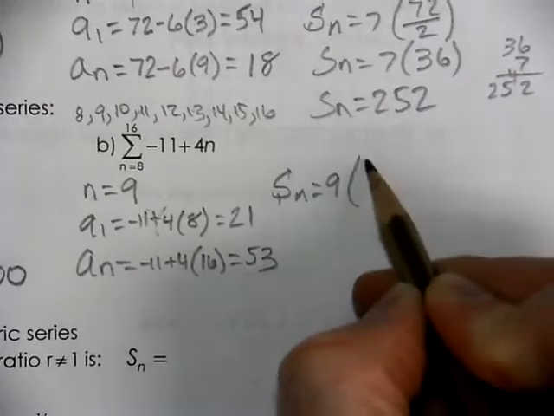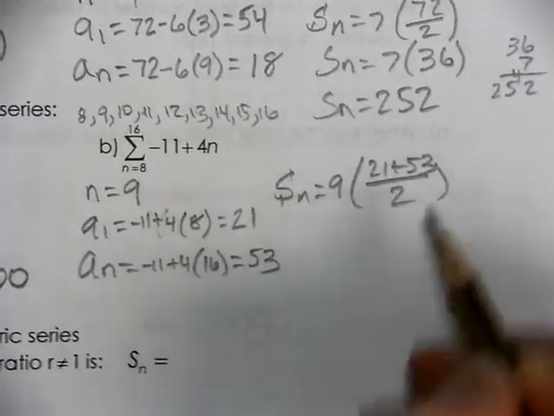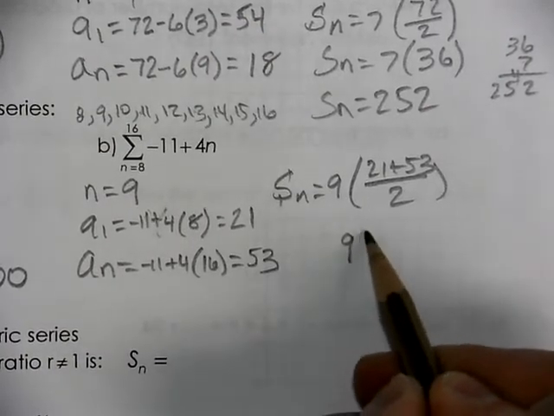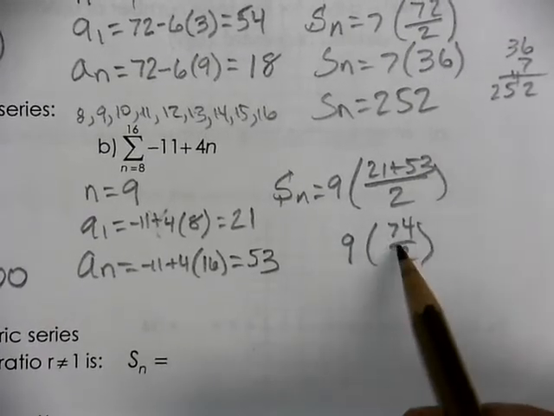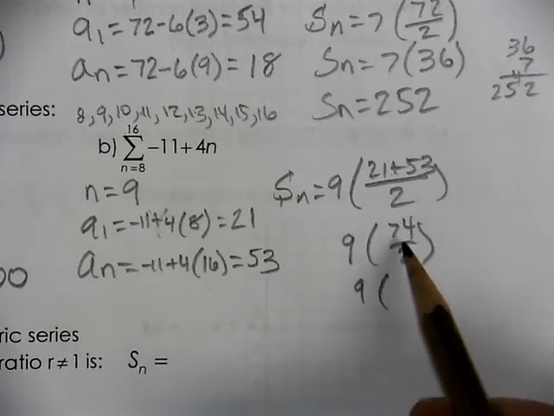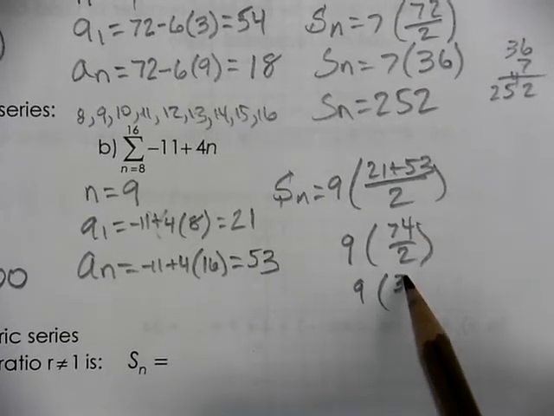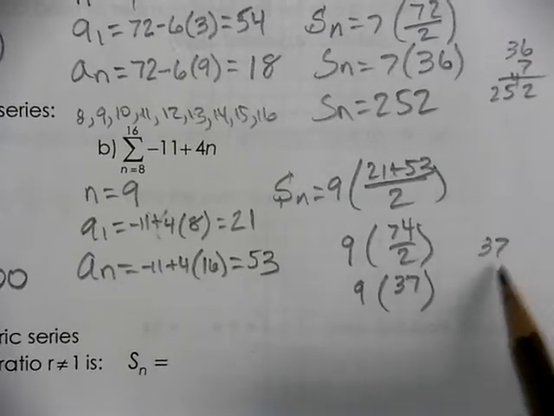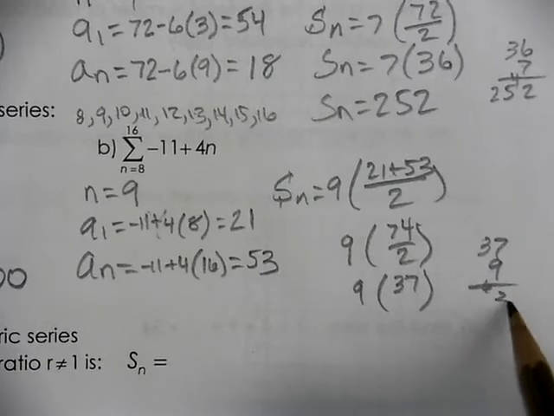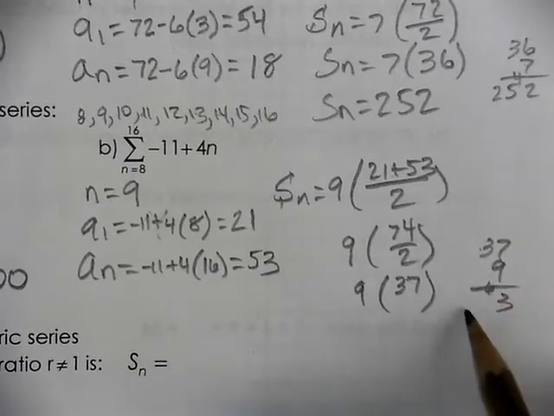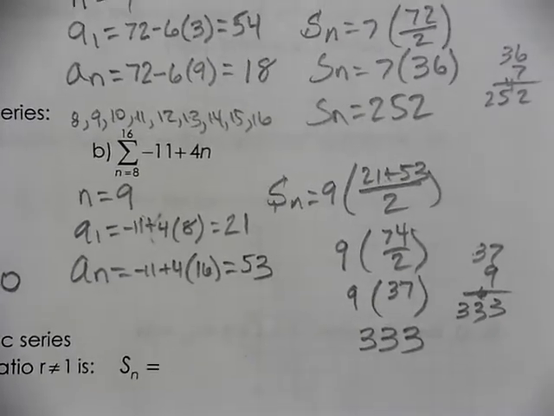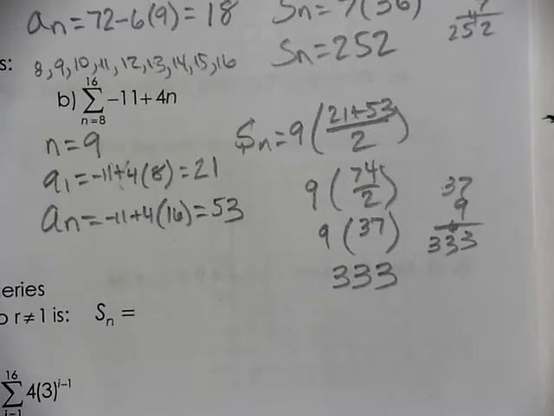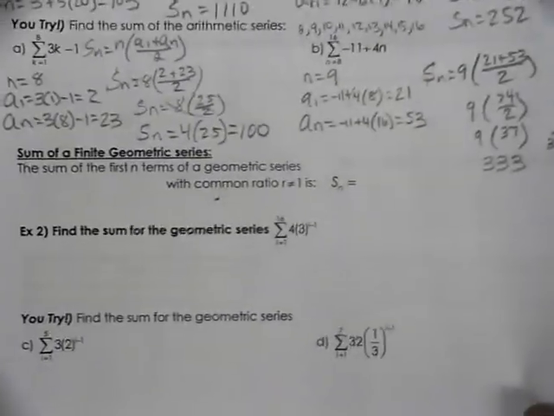The number of terms times the first term plus the last term, divided by 2. Number of terms times 74 over 2. 2 goes into 74 37 times. And 37 times 9: 63 plus 270 is 333.